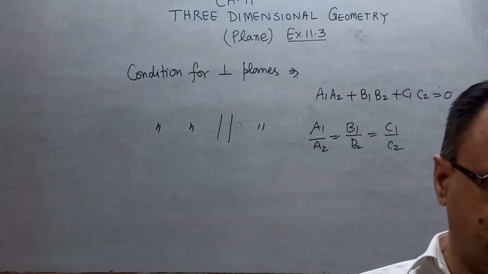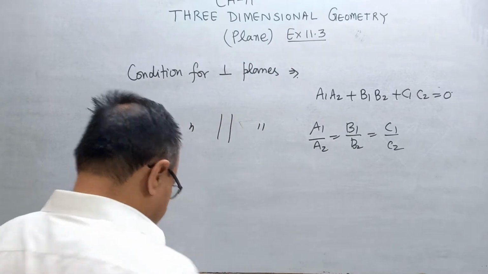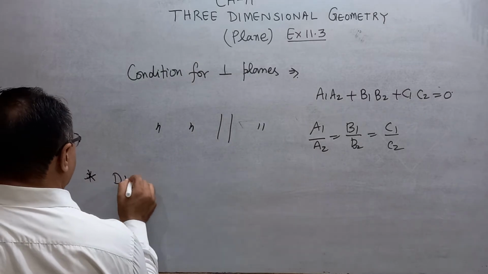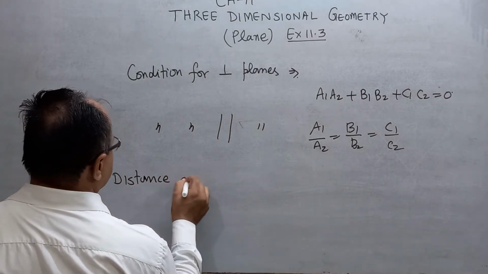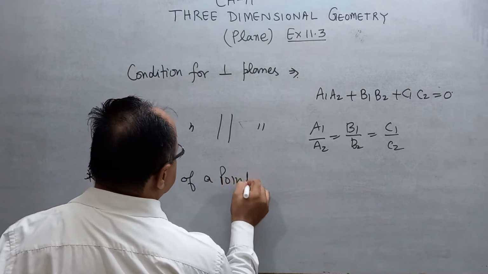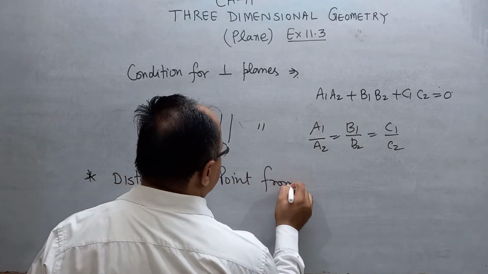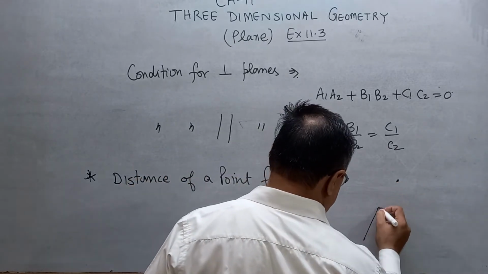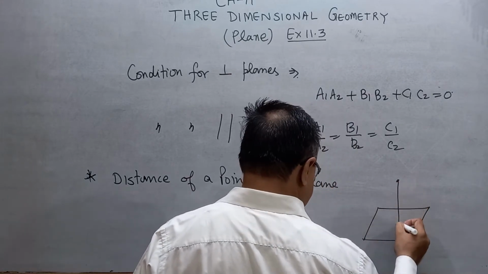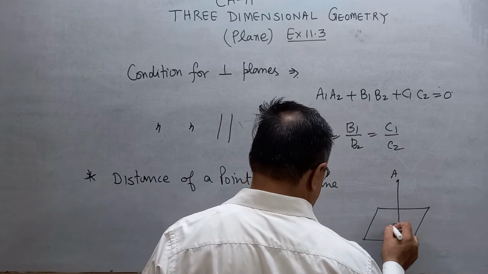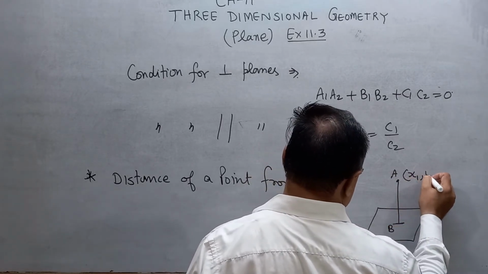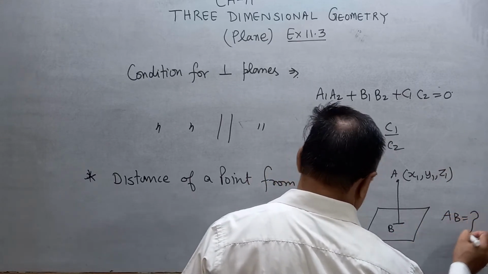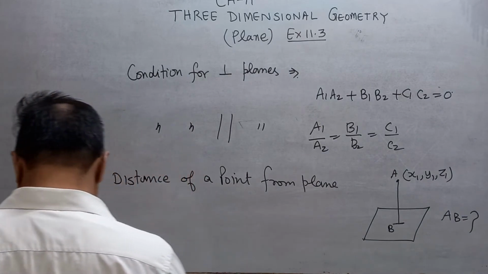The next very important formula: distance of a point from the plane. Next topic. Distance of a point from plane. This is the point and this is the plane, and you want to calculate this distance AB. The point is given as x1, y1, z1, and you want to calculate AB. Distance of a point from the plane. Formula.